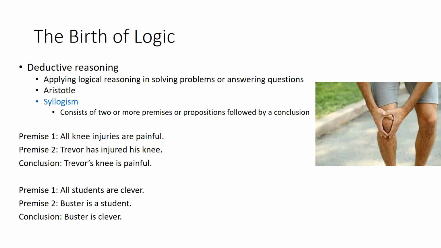As we evolved, we started to view things differently, applying logical reasoning to solve problems or answer questions. This is considered deductive reasoning and originated with Aristotle, where this reasoning employs a logical syllogism that consists of two or more premises or propositions followed by some sort of conclusion. If both premises are true, then it's logical that the conclusion is also true.